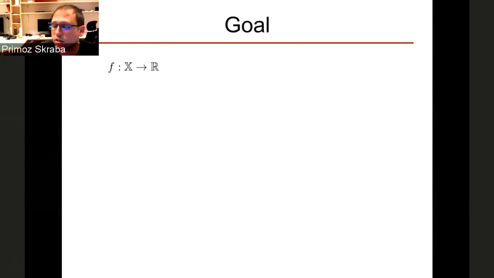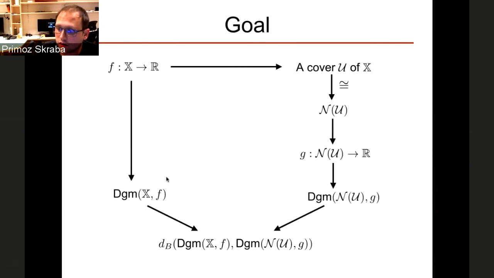So we start off with some function on a space and a cover. We consider this as the input. Now, what we have on the left-hand side here is a diagram, let's say of the sublevel set persistence. It's not particularly important what we take. And on the right-hand side is what we actually compute, right? So on the left-hand side, this is what we want. This is what we can compute. We take our cover, we construct the nerve, we build a function on the nerve.